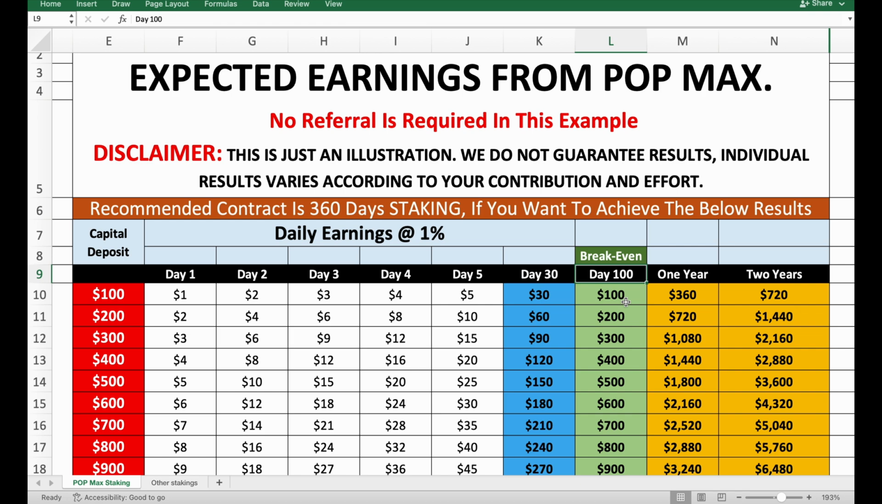Okay, so for somebody that started with $100, because $100 is the minimum to start in PopMax anyway, you will be earning $1 per day, because 1% of $100 is $1. So if you multiply that by 100 days, that will give you $100. So if you start today, in the next 3 months and 10 days, you would have earned back the $100 that you used to start. At that point, you have broken even. You can withdraw your $100.